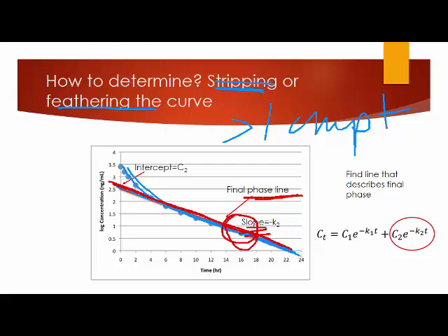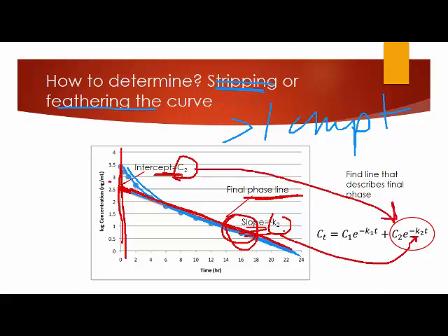Okay, so that's how we find our slope. And then our y-intercept is just going to be right here, where it crosses the y-axis, right? Knowing that we have two compartments ahead of time helps. So our slope is K2 and our y-intercept is C2. So here's where we have our slope and our intercept, describing this second compartment, the final slower compartment.